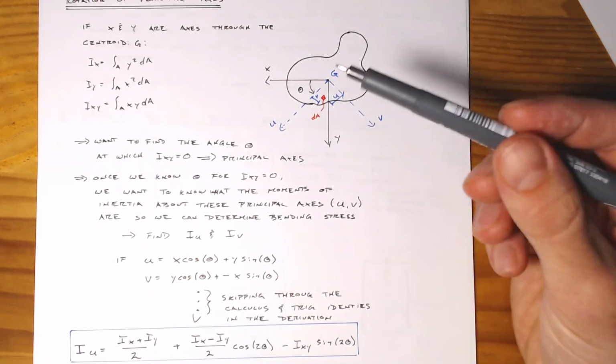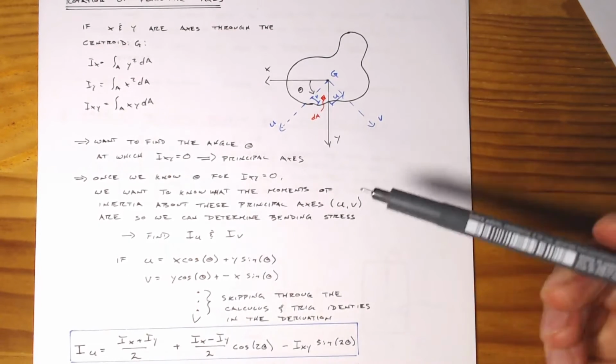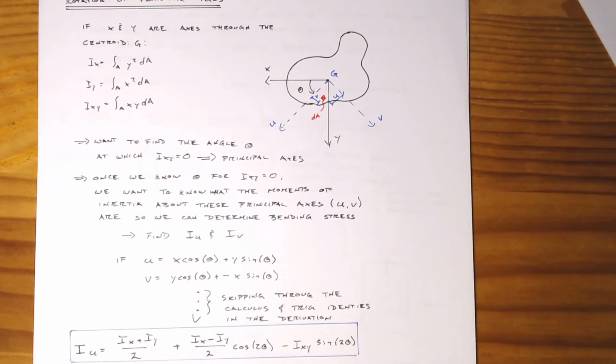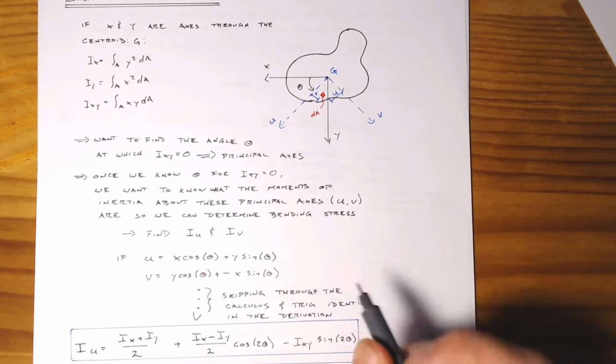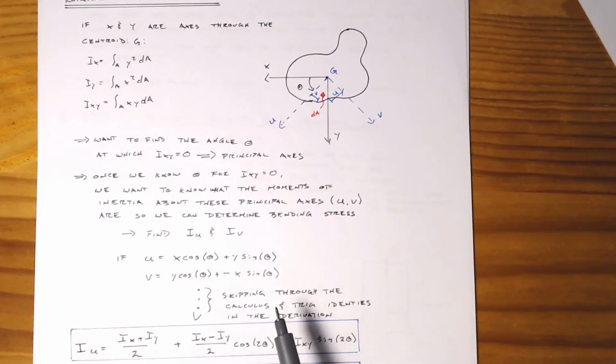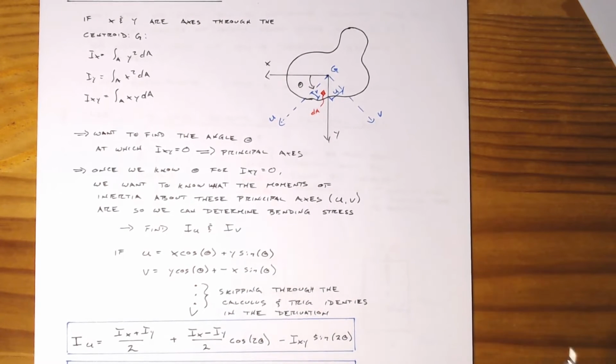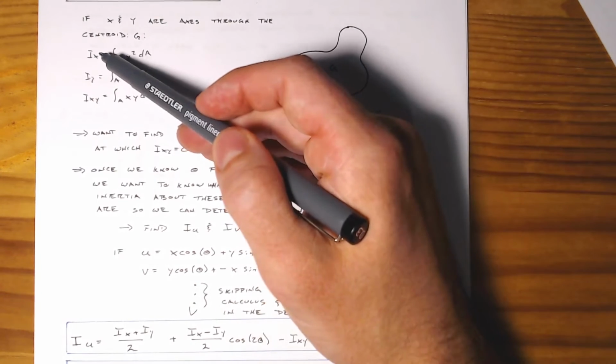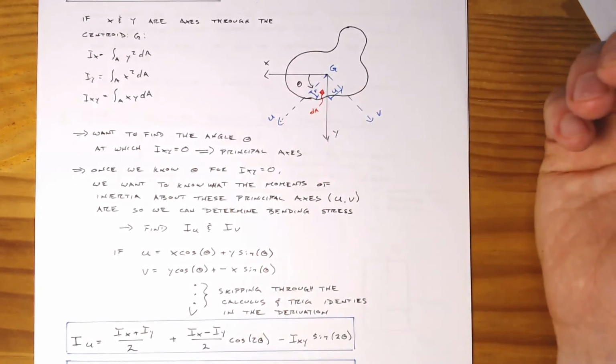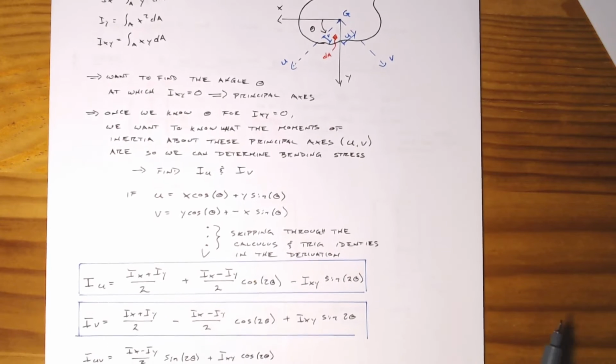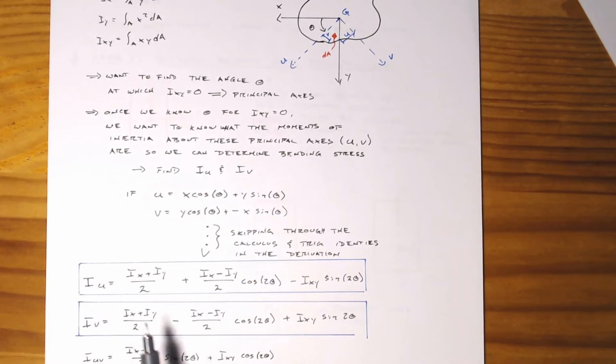And the v-axis is going to be y times the cosine of theta minus x times the sine of theta. And so if we do all of that, and we skip through all of the calculus, the second moment areas and the trig identities, what we end up with is the relationship between our Cartesian x and y moments of inertia and our principal axis moments of inertia. These are these big giant equations here.